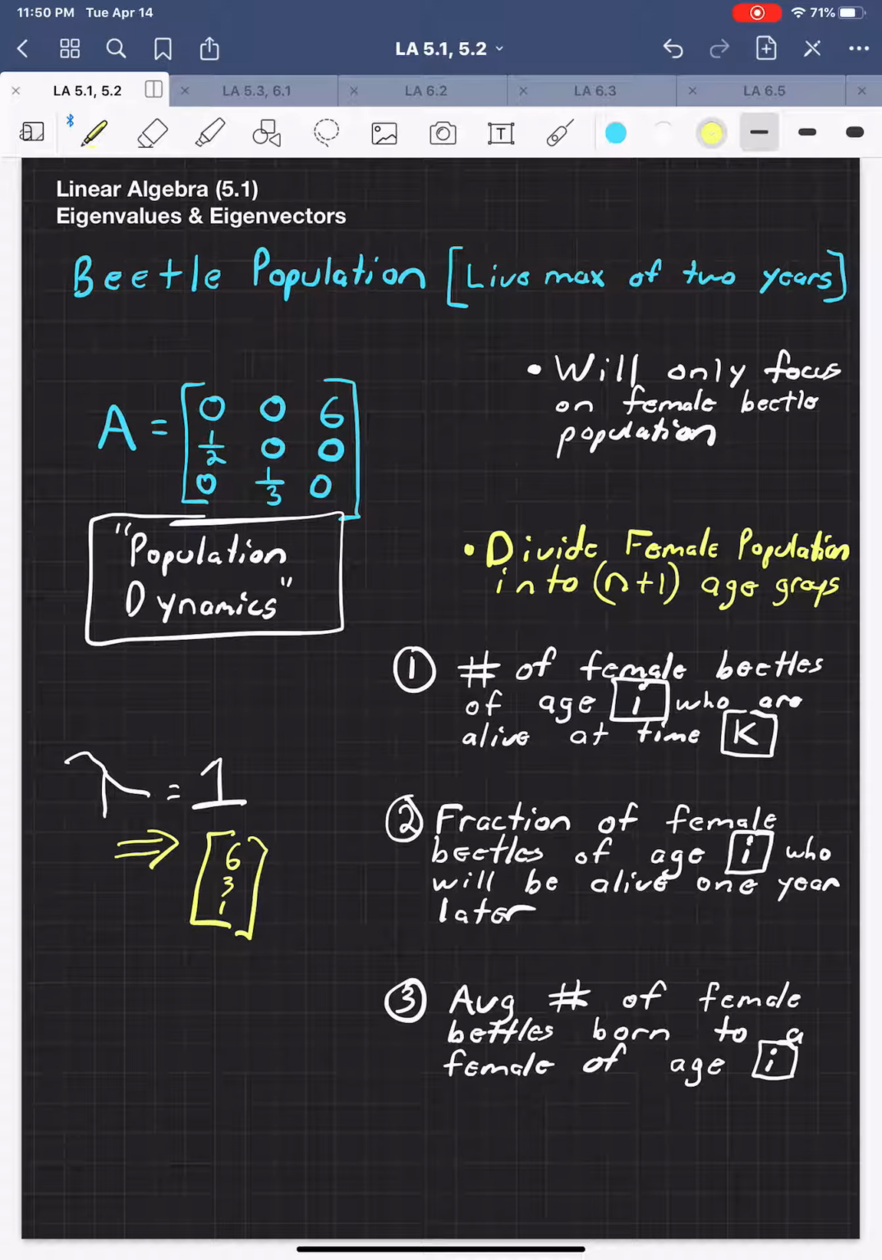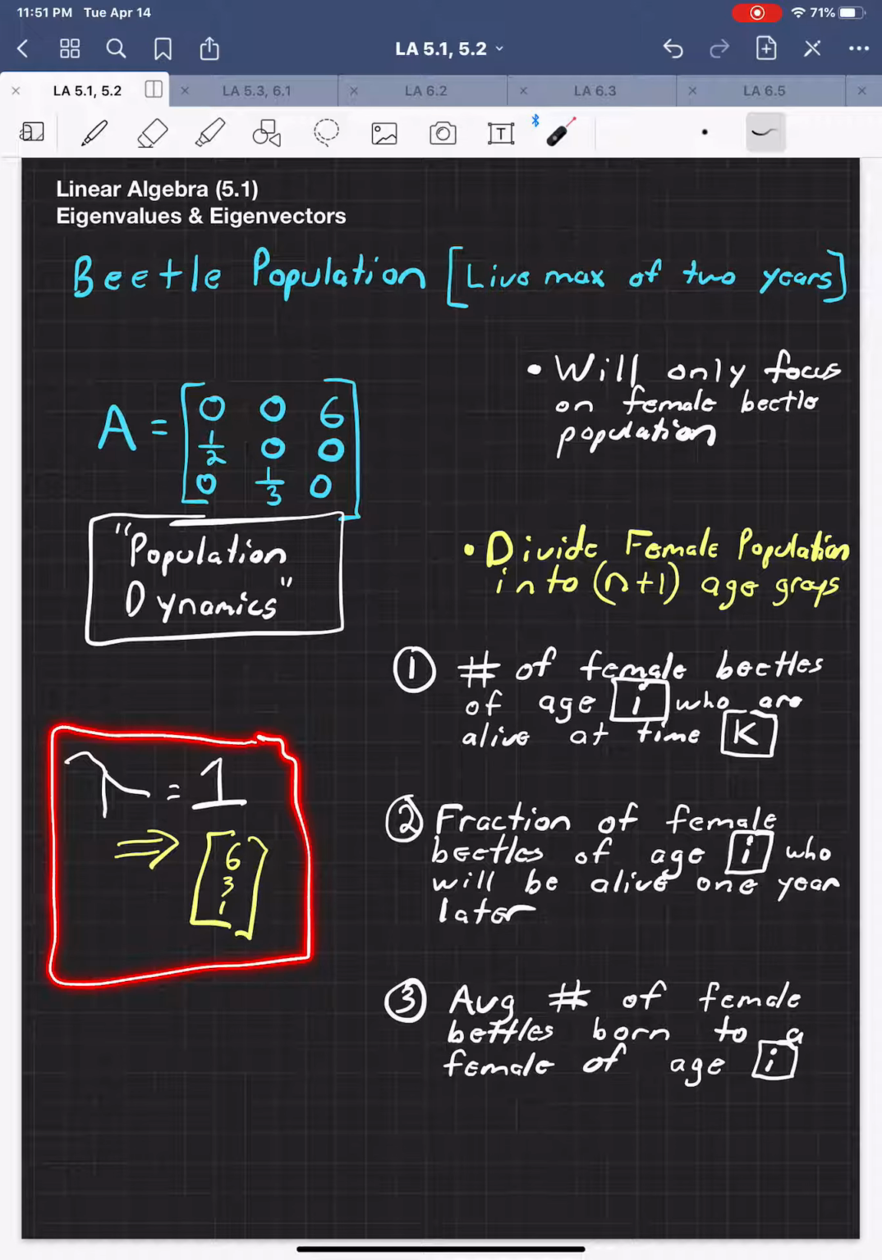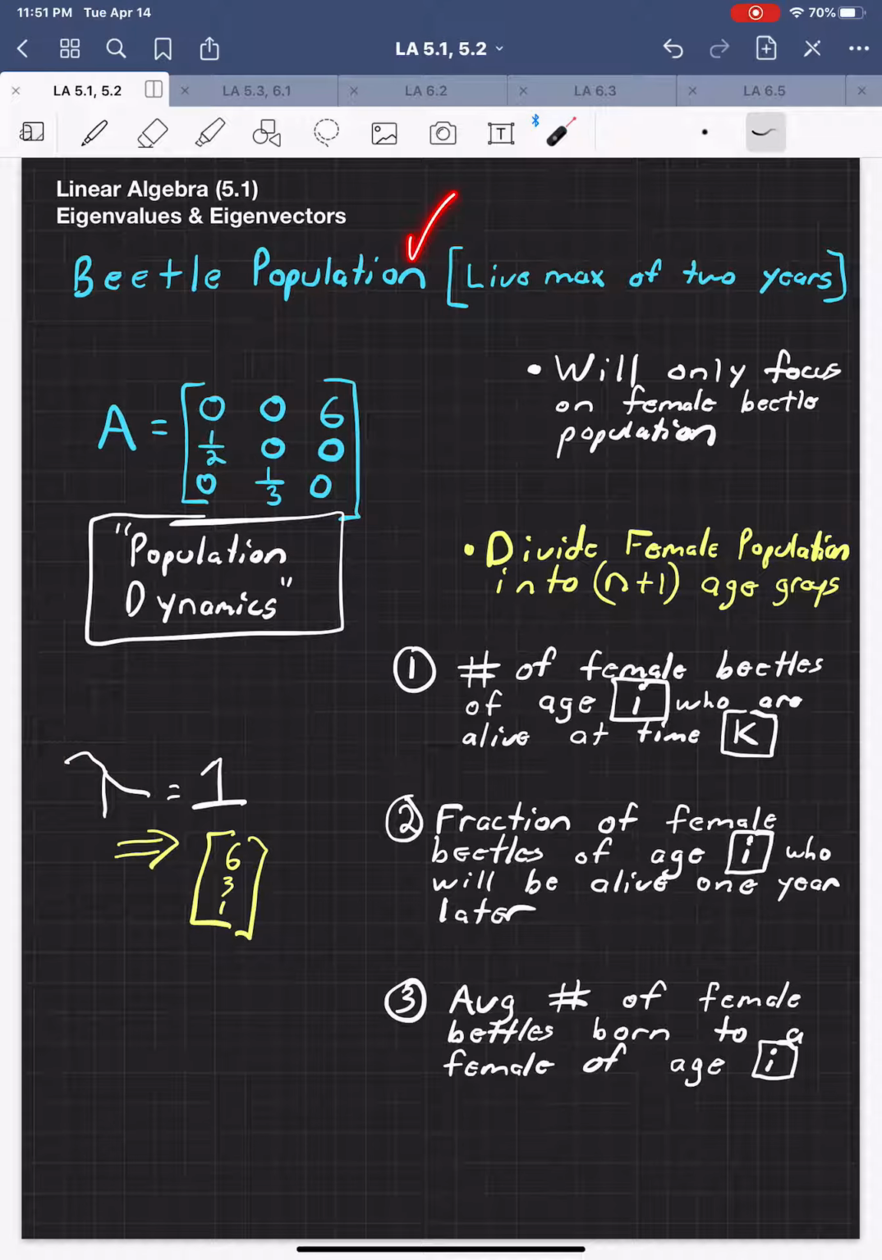Now, if you're confused, it's because you're trying to figure out where he got that from, and I haven't told you that yet. All that I'm going to offer to you is, if you had an eigenvalue of 1 and an eigenvector of 6, 3, 1, what does that mean in terms of the beetle population? That's all that I'm going to give you right now. What's interesting is this would be what they often call the stable age distribution.